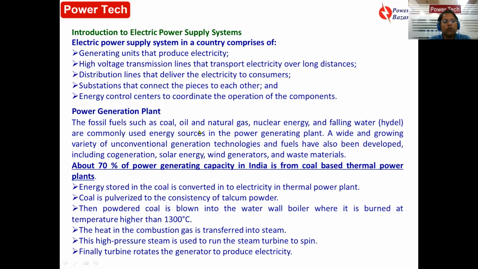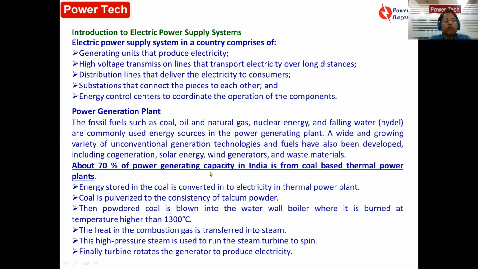Now, as you know, generation can be any type: thermal, hydro, natural gas based, oil based, solar based, wind based, renewable energy based, biomass based power plant. So generation can be anything. But as of now, the book says that 70% of the power generating capacity in India is from coal based thermal power plants. These figures keep on updating. Now the renewable energy portfolio is coming up, so this might go down.